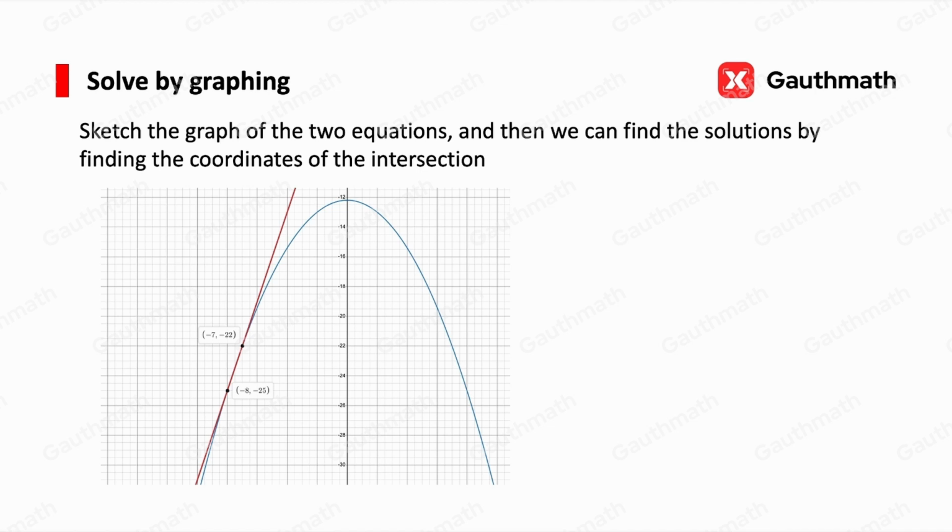And we're able to see that the two intersection points are (negative 7, negative 22) and (negative 8, negative 25). So the solution to this system is (negative 7, negative 22) and (negative 8, negative 25).